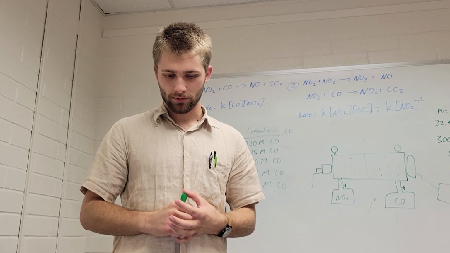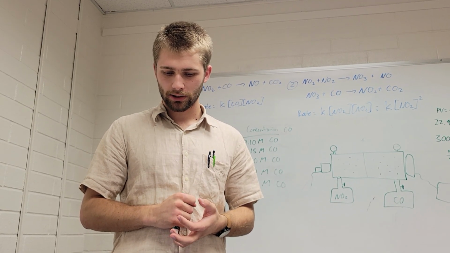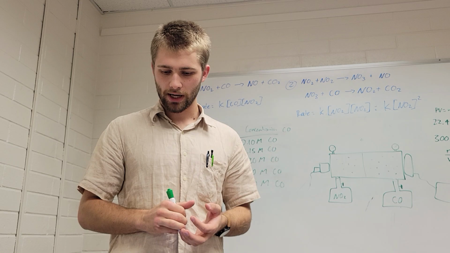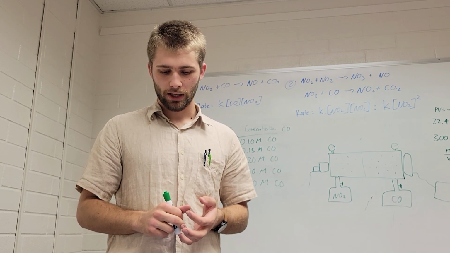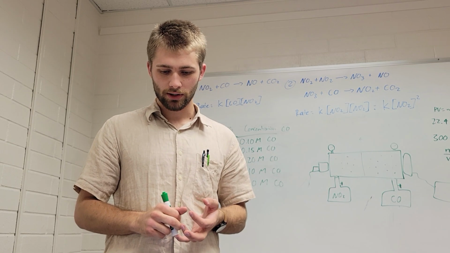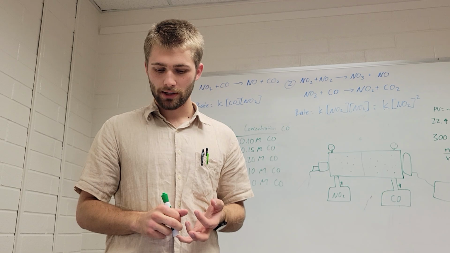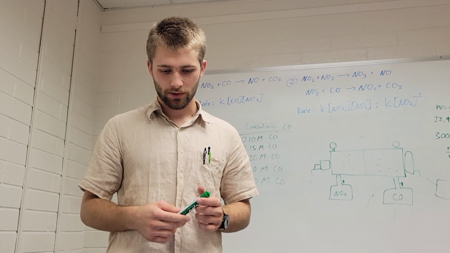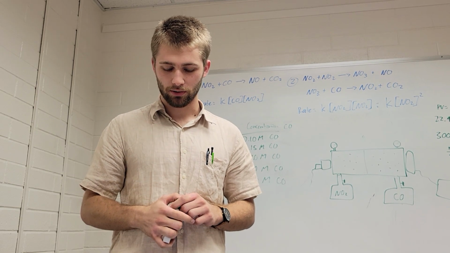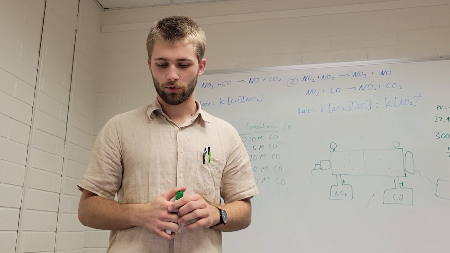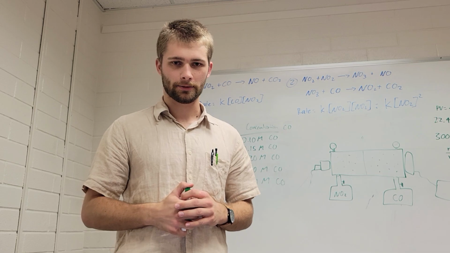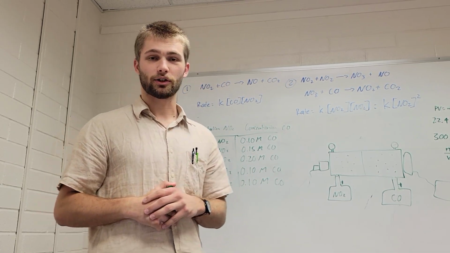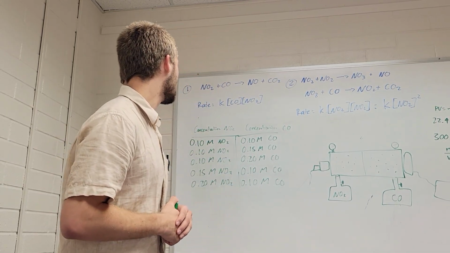In one possible mechanism, products form directly from a bimolecular collision that directly transfers an oxygen atom from NO2 to CO. In another possible mechanism, two nitrogen dioxide molecules collide in a rate-determining step to form NO and NO3. A second, much faster step has a nitrogen trioxide molecule collide with carbon monoxide to form nitrogen dioxide and carbon dioxide. So first we need to determine the rate law for each of these proposed mechanisms.